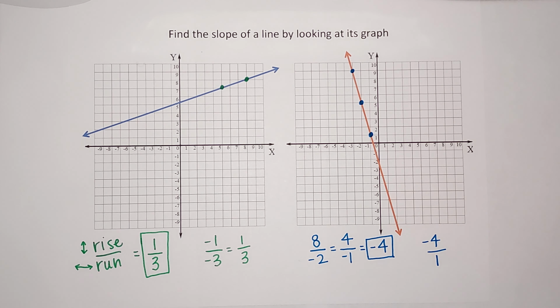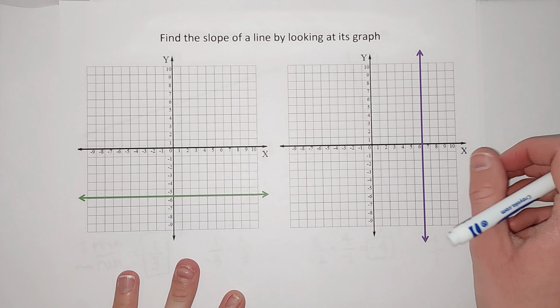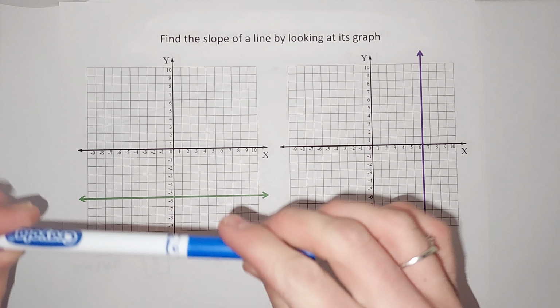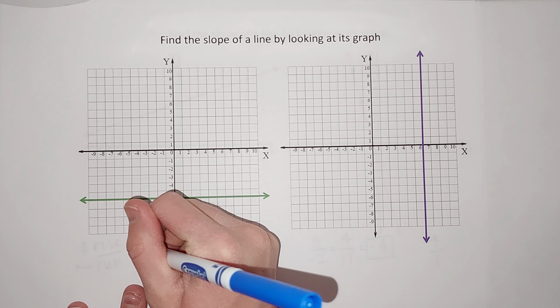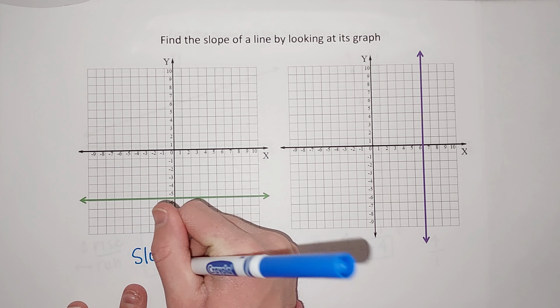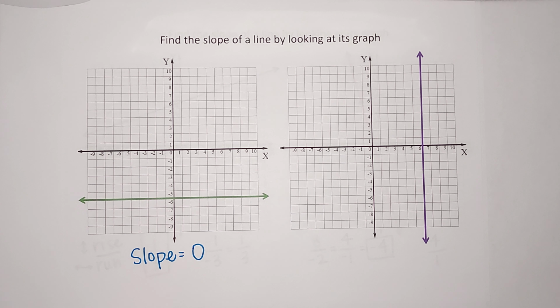Okay, let's hurry and look at these special slopes. So if you ever have lines that look like this one's totally flat, and this one's straight up and down. So this one's slope is 0. Okay, there's no slope.